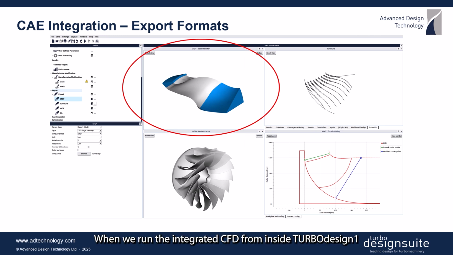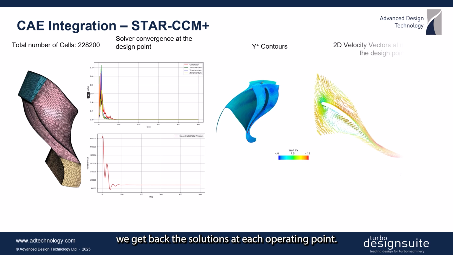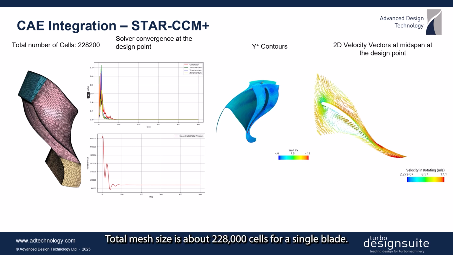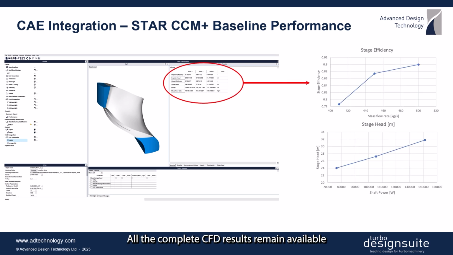When we run the integrated CFD from inside TURBOdesign 1, we get back the solutions at each operating point. Total mesh size is about 228,000 cells for a single blade. Y+ remains below 5 for the wetted surfaces. So now the baseline characteristic is defined, and all the CFD results have been returned and organized within the TURBOdesign 1 environment. All the complete CFD results remain available within the directory structure automatically created by TURBOdesign 1.